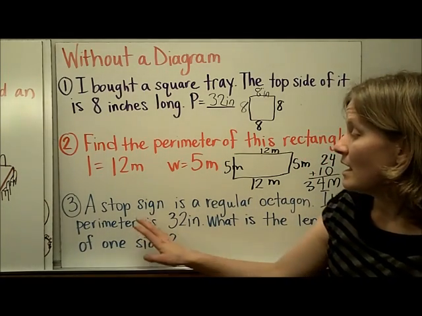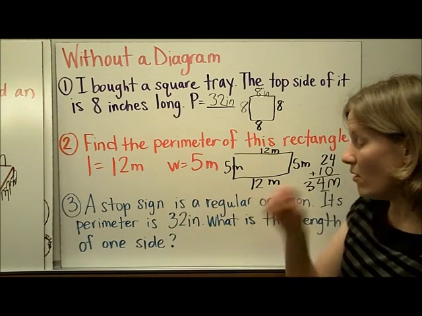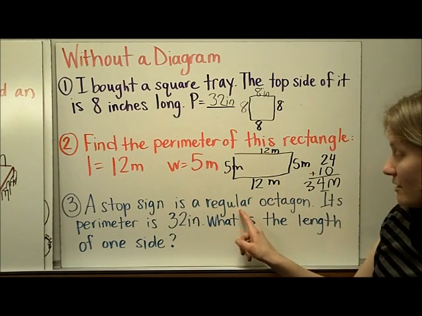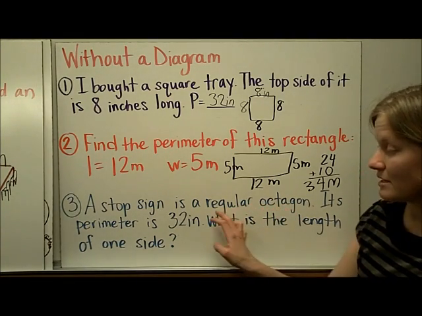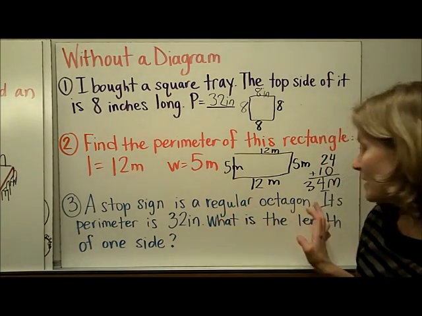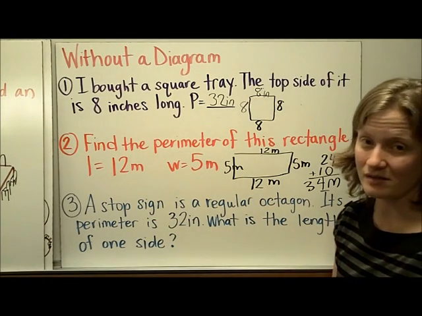And finally, in this problem we're going to be given the perimeter and have to work backwards. A stop sign is a regular octagon. Okay, that means that it has 8 sides and all the sides are equal lengths. Its perimeter is 32 inches. What is the length of one side?